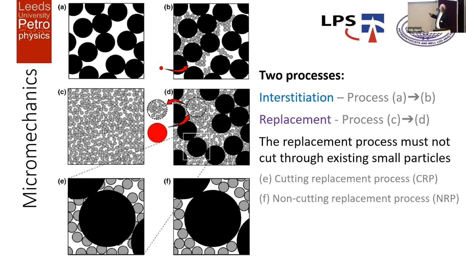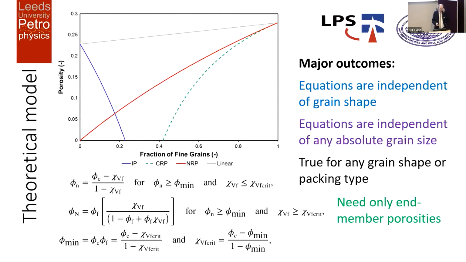And also, when you do this process of replacing with a large grain a whole load of small grains, you have to be very careful not to cut any of the small grains in bits, but to actually nestle them to the side in what we call a non-cutting replacement process, where this will be a cutting replacement process. And I make the distinction that way because I want to show you now the mathematics that is behind that conceptual model. The mathematics is actually really quite simple, and it's actually quite amazing in some ways.